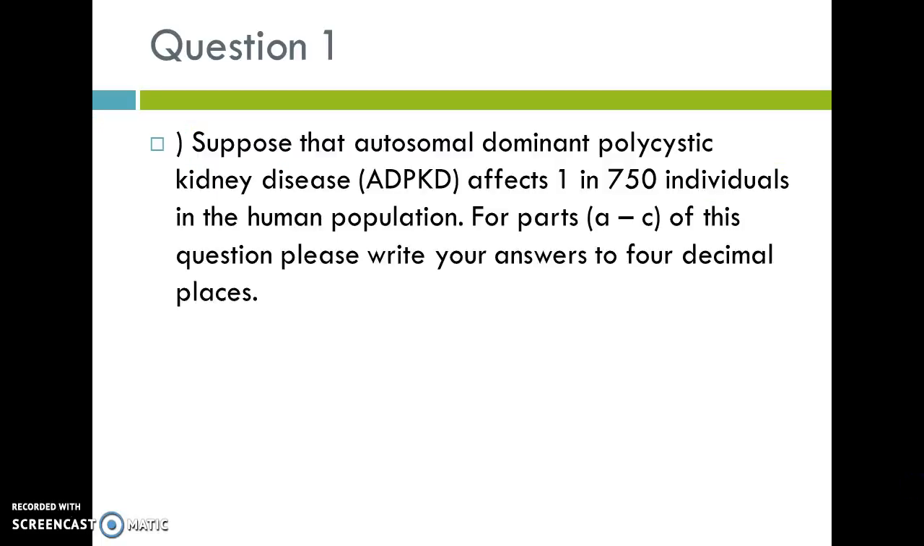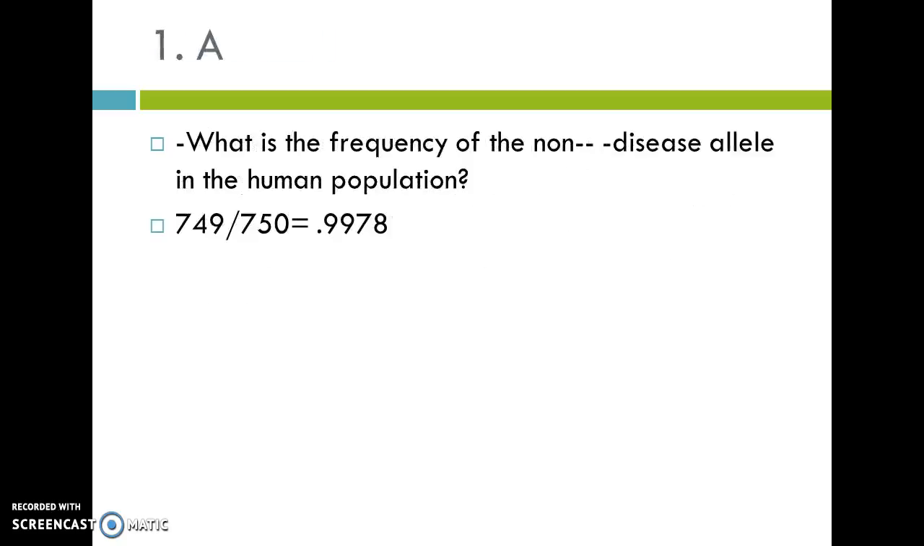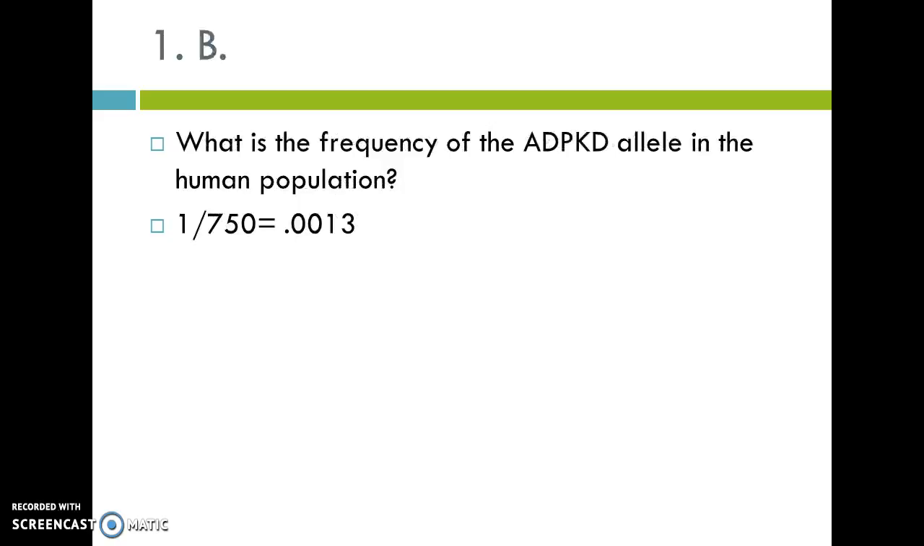So question 1. Suppose that autosomal dominant polycystic kidney disease, or ADPKD, affects 1 in 750 individuals in the human population. For parts A through C of this question, please write your answer to 4 decimal places. What is the frequency of the non-disease allele in the human population? So, I took 1 minus 1 over 750, used 749 divided by 750, and I got 0.9978.